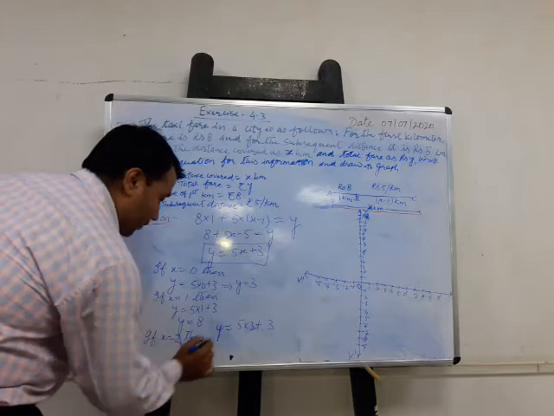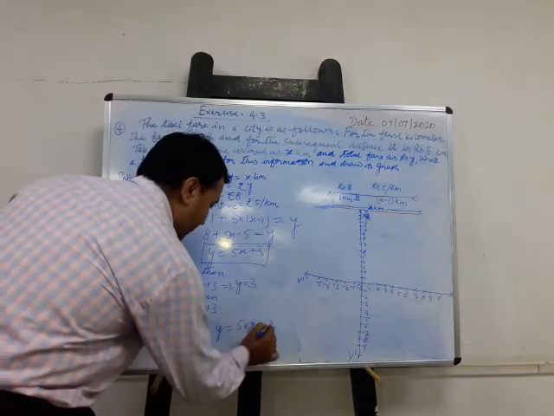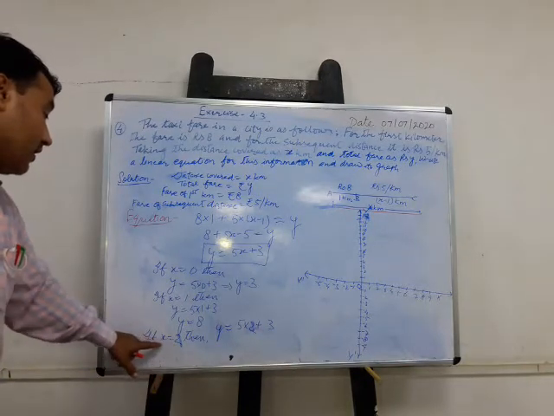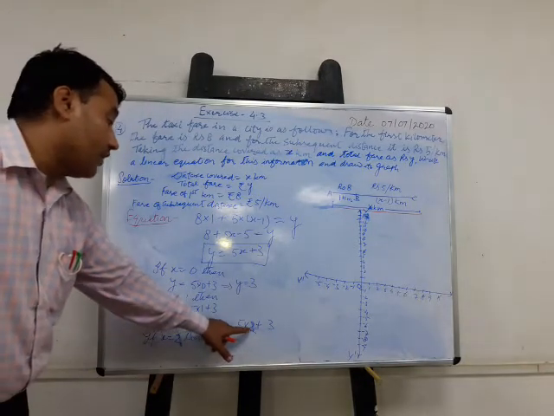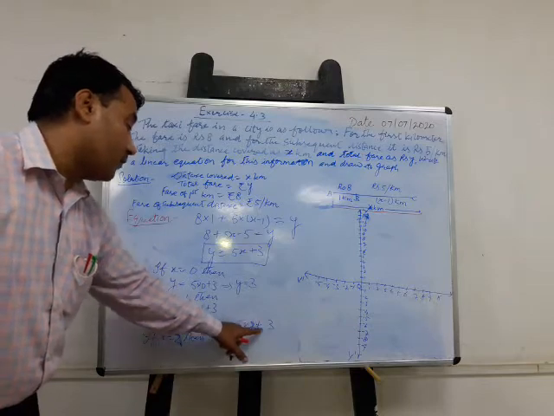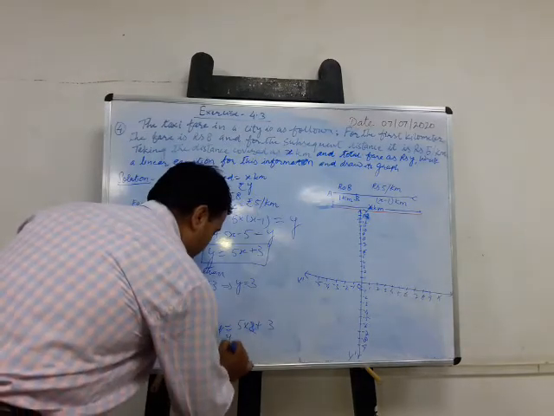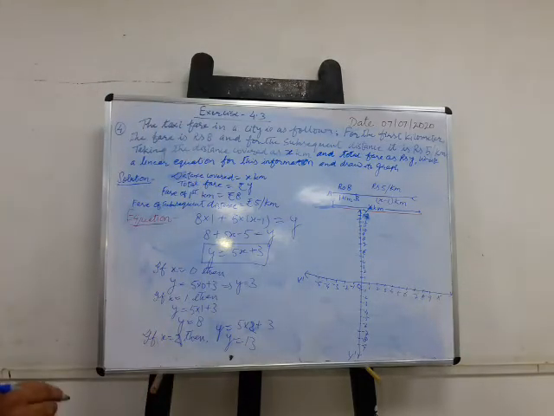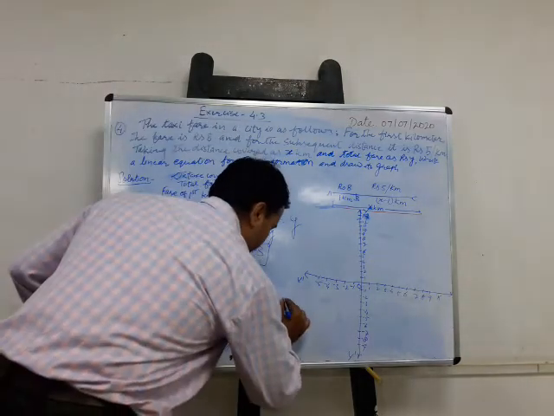Let's take x equal to 2, then y equal to 5 into x plus 3, that is 5 into 2 plus 3, that is y equal to 10 plus 3, that is y equal to 13. Let us form a table here.